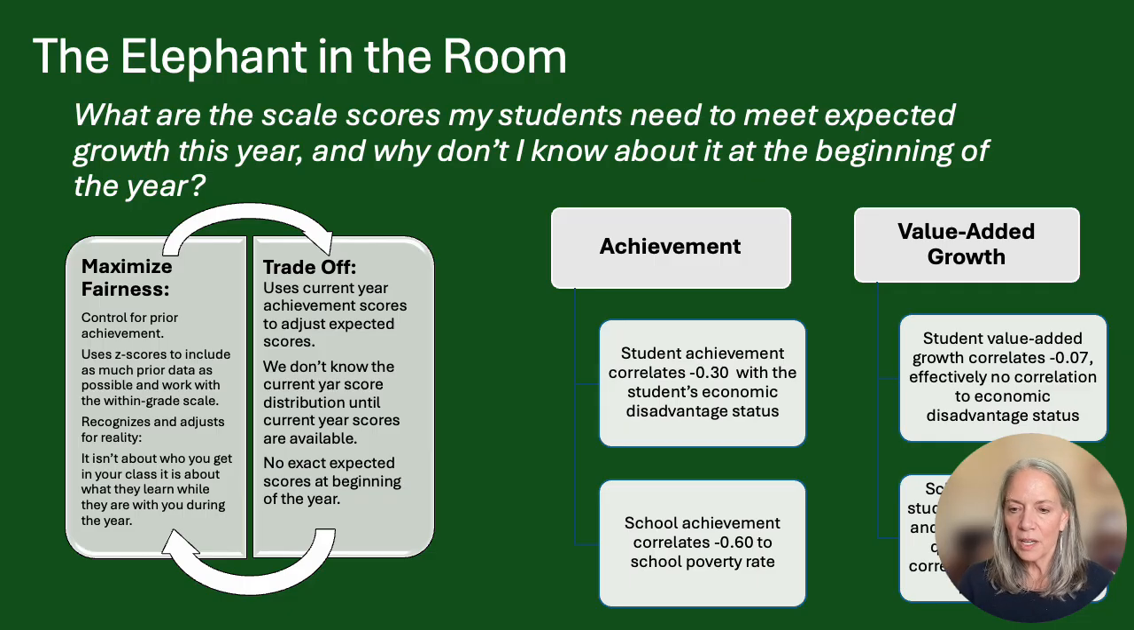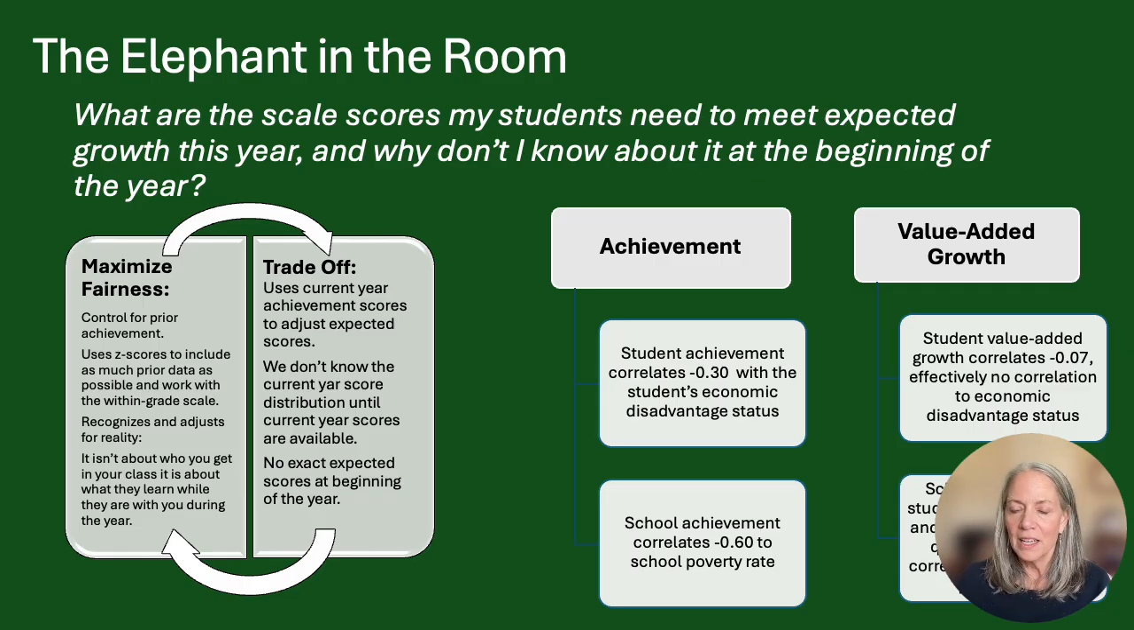Why this is important is because we know that achievement is correlated. It's a negative 0.3 relationship at the student level, and at the school level, it's a negative 0.6. So our achievement scores, which are already part of the accountability system, are already correlated with factors that you don't control as a school or a teacher. On the other hand, value-added growth has a negative 0.07, which is basically zero correlation with things like economic disadvantage status. And at the school level, it's been calculated at a negative 0.19.